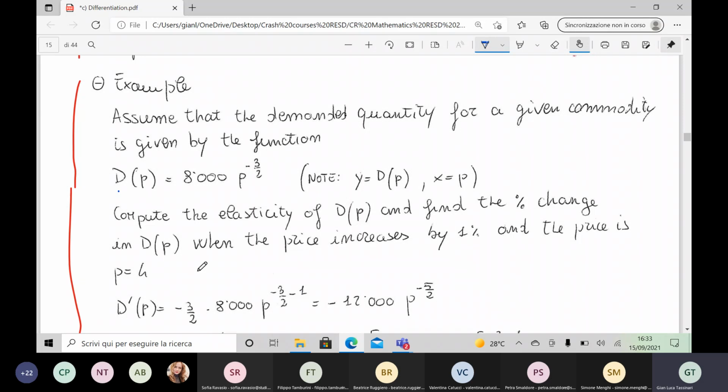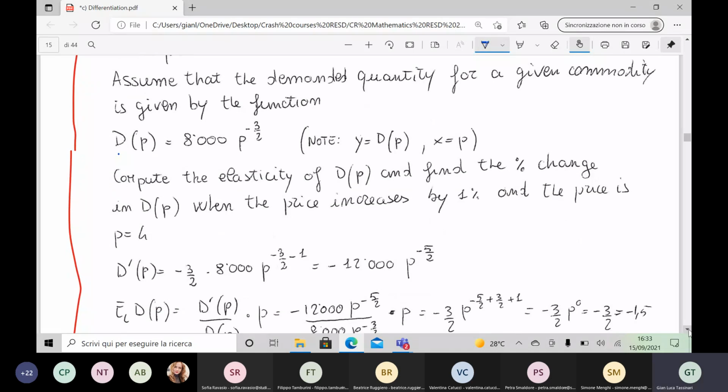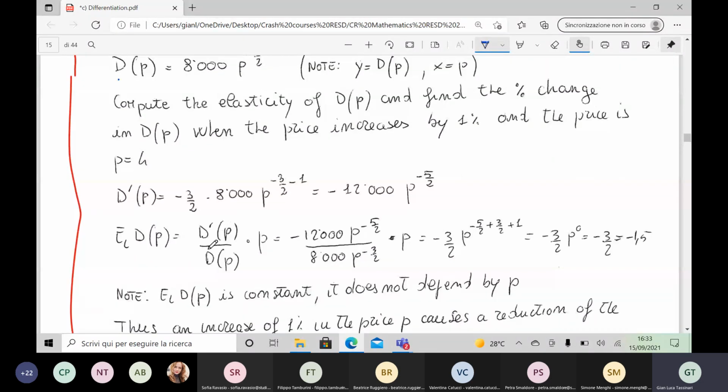First of all, however, I asked you to find the elasticity. Well, the elasticity of the demand is simply, guys, what? It is given by the derivative of the demanded quantity with respect to P, over the demanded quantity, times P. We apply the definition, you see I wrote it here. So to compute the elasticity of the demand, I first need to compute the derivative of the demanded quantity with respect to the price.